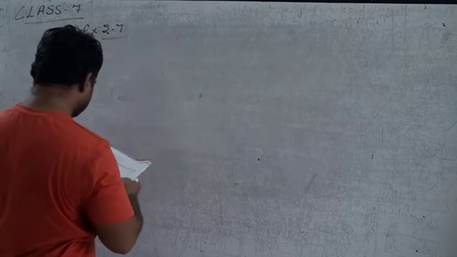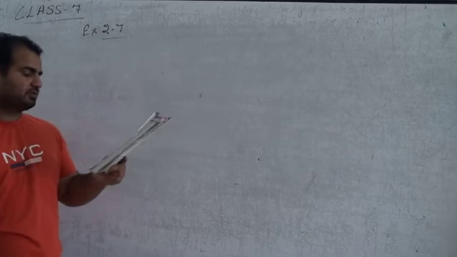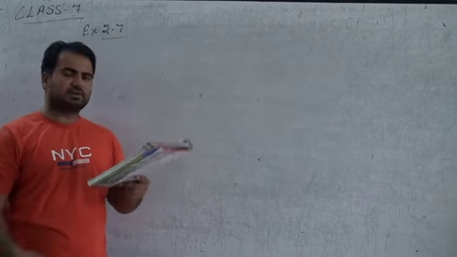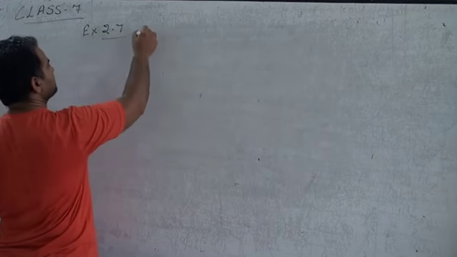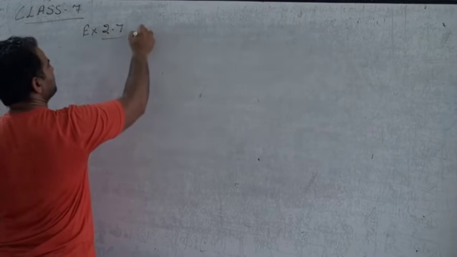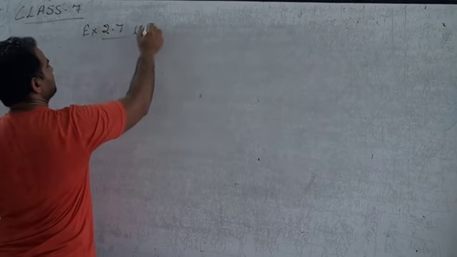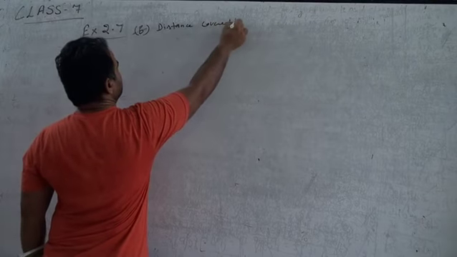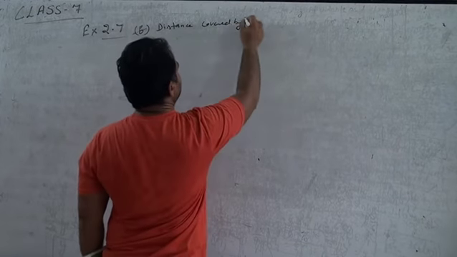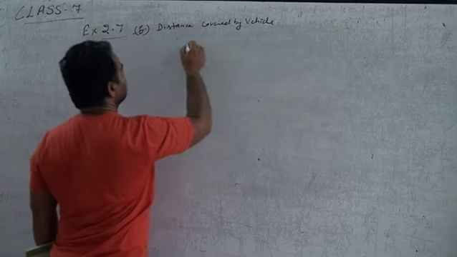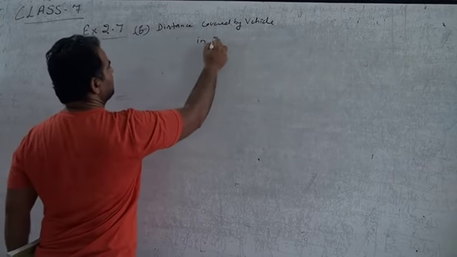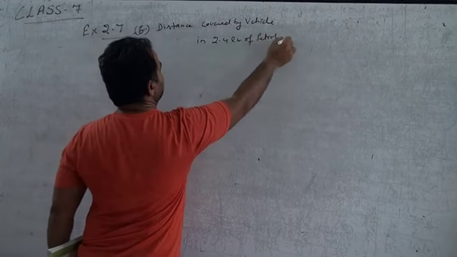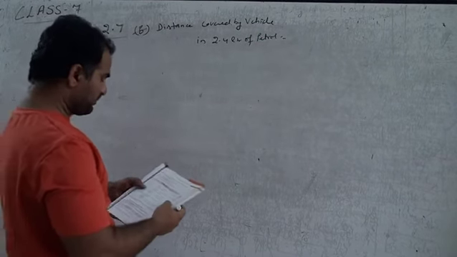Question number 6 is: a vehicle covers a distance of 43.2 km in 2.4 liters of petrol. How much distance will be covered in 1 liter? So, distance covered by vehicle in 2.4 liters of petrol equals 43.2 kilometers.